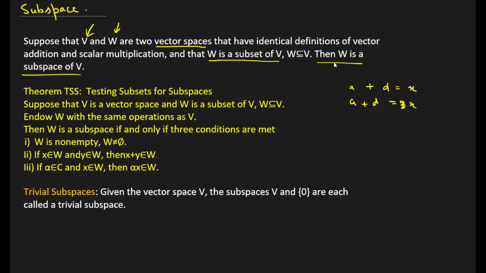So we already see in some examples that if we want to show that this particular set is a vector space, then we have to show all the 10 conditions. So here also if we want to show that W is a subspace and if we show all the 10 conditions, then the examples will be very big. So that's why there is a theorem. This is called testing subset for subspaces.